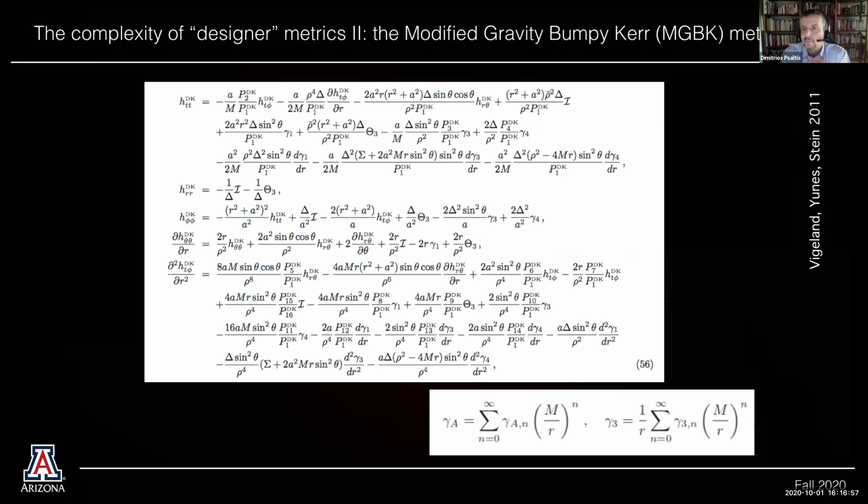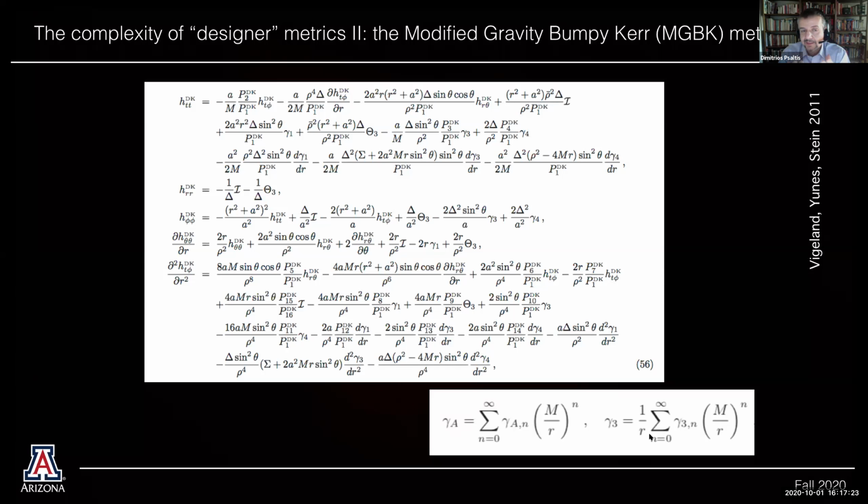This is a paper that appeared at the same time by Sarah Vigeland, Nico Yunes, and Leo Stein. They called it the modified gravity Bambi Kerr metric. And again, these are the modifications to the Kerr metric with a number of parameters. Of course, we can throw that metric, and we did it multiple times, in a big computer and calculate shadows, right? That's not difficult. It's just computationally expensive.